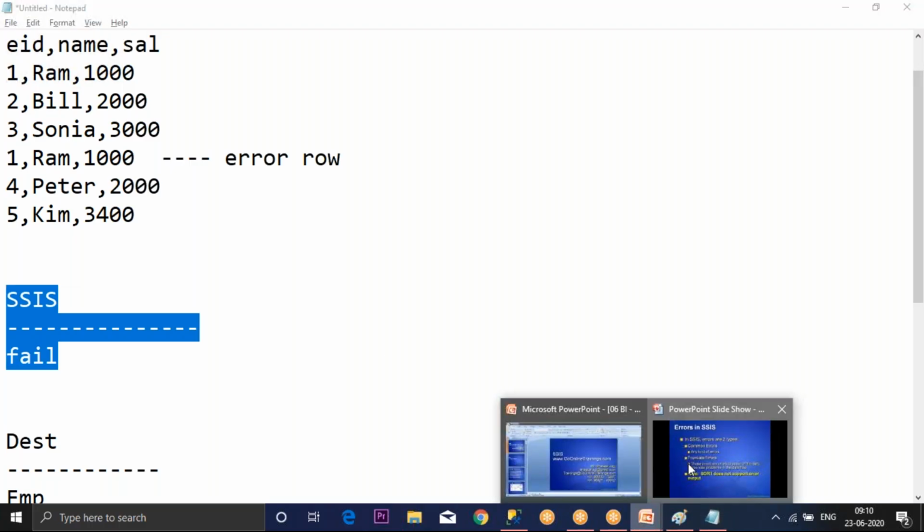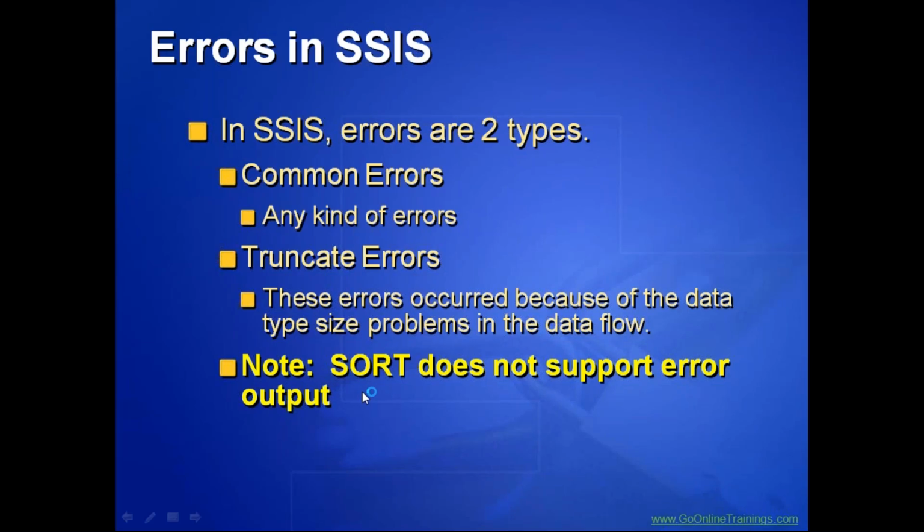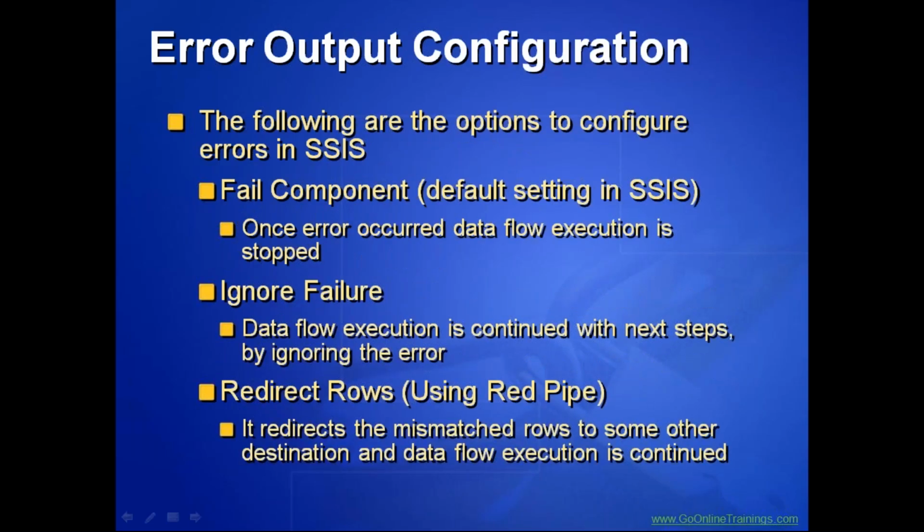So what are the options it is giving you? If you get any kind of error, it could be a primary key error, foreign key error, this error, that error, any kind of error, you should be able to get it, but that error should not stop your package execution. What are the other configurations that you should do? One is called fail component. This is the default behavior. If any row is having an error, then the complete package execution stops abruptly.